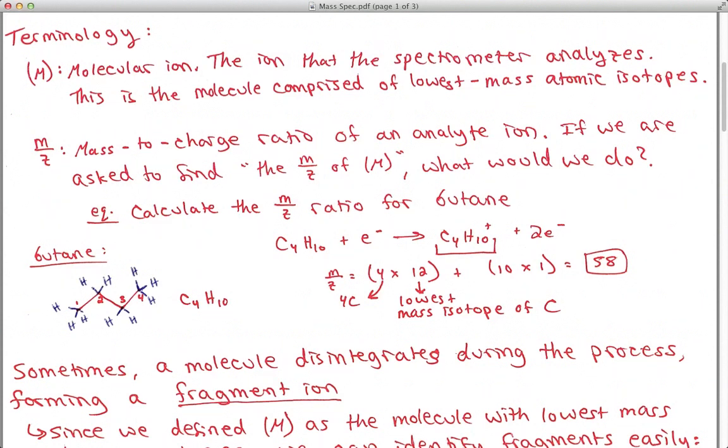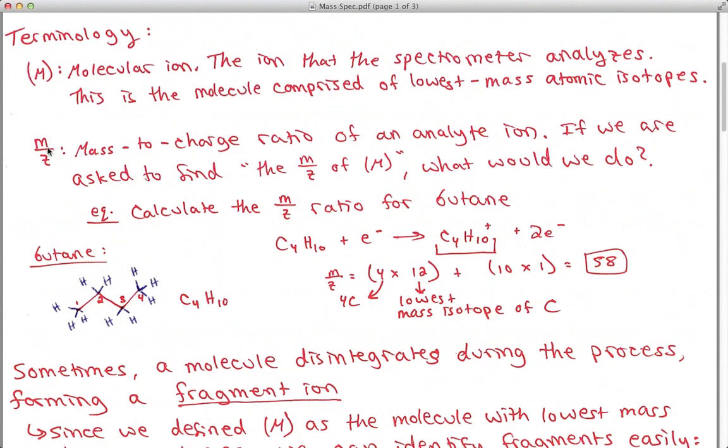So let's say we have an alkane like butane. Most of the butane is going to be comprised of carbon-12, because the natural abundance of carbon-12 is so much higher than the natural abundance of any other form of carbon. So most butane molecules we run through the mass spec will have carbon-12. A small amount of them will have a heavier carbon. We're going to be able to identify those because they'll register as having a higher mass. But M is always going to be the molecule with the lowest mass atomic isotopes.